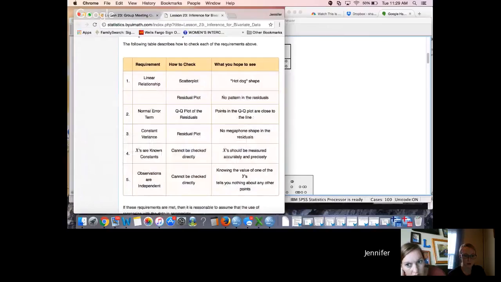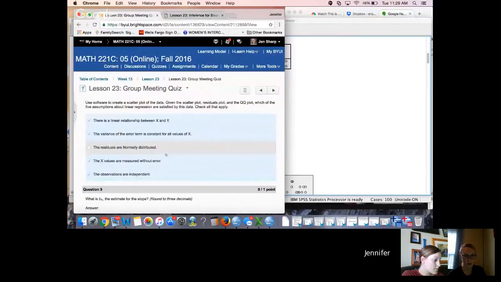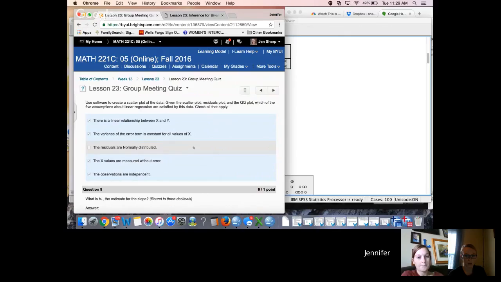Okay, go to our little magic box under requirements. No pattern. Oh, no pattern. I think one of the requirements has to be, if you look at number, it just said no pattern, and I was thinking that meant not normally distributed. So let's click it. Okay, so we're doing all of them.